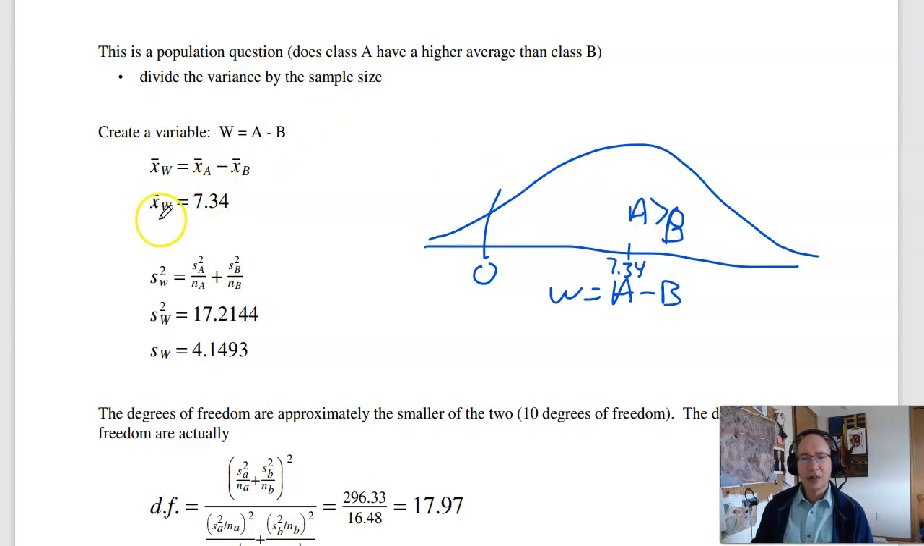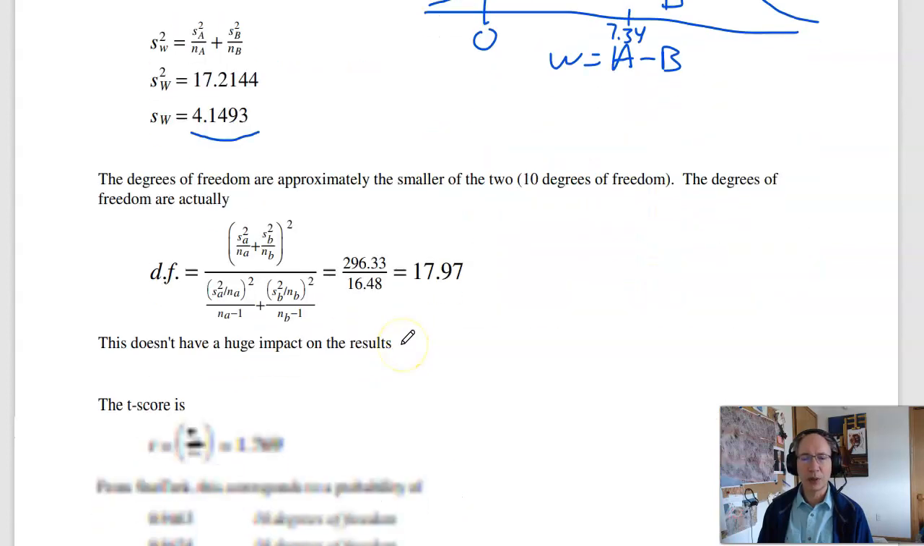So I need to find the mean of w, the standard deviation of w. Again, if I'm looking at a population, I'll divide by the sample size. So this is the class average. What's the probability that the class average is higher? In that case, the standard deviation is 4.14.